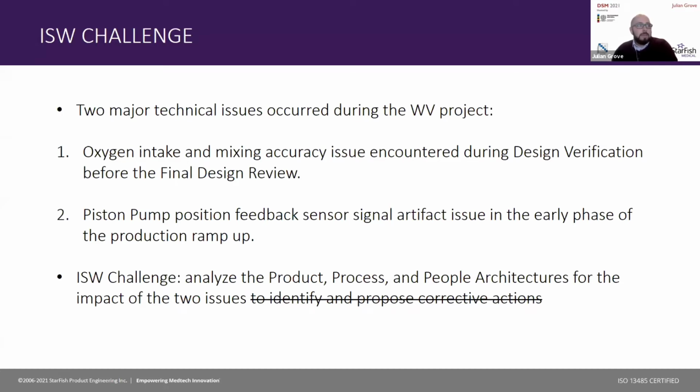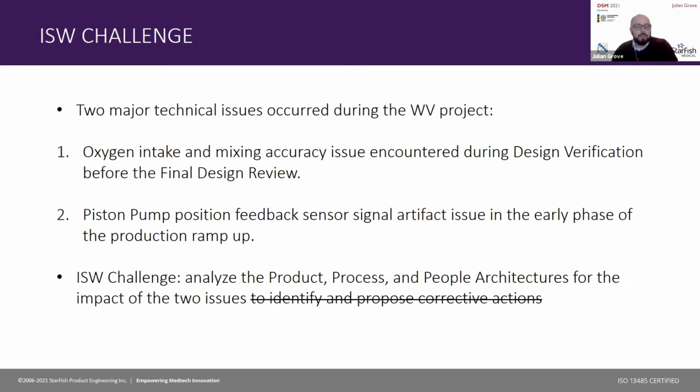The second issue was found in the piston pump, where the position feedback sensor produced an unexpected artifact resulting in rapid piston movement and tripping of overcurrent protection. So we had to explore a solution during the early phases of production ramp to that challenge. The Industry Sprint Workshop task would have been to analyze the product, process, and people architectures for the impact of the two issues and to identify and propose corrective actions.